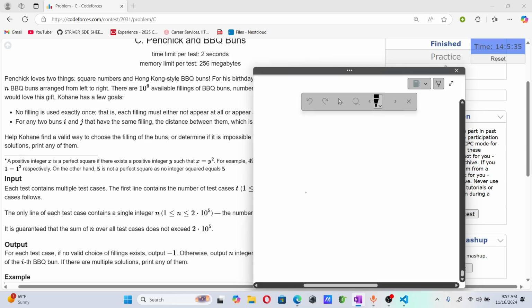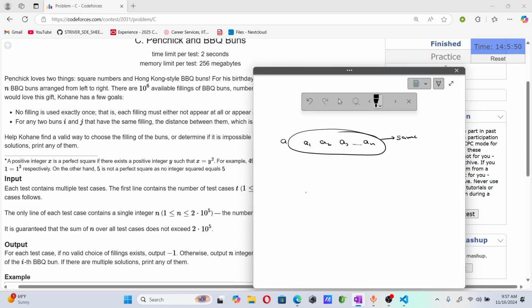Okay, let us say there are a1, a2, a3 and so on up to an. All of them have the same kind of filling. My claim is that if this is odd, it could be written as some 3 plus something, right?